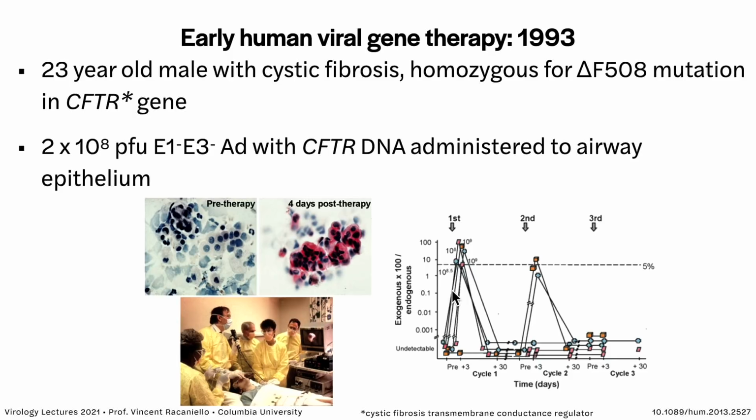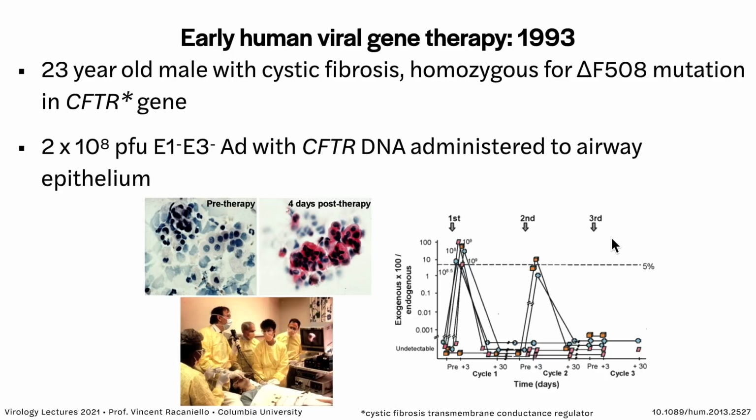So this is production of the protein as assessed in cells from the patient. We're looking at the exogenous protein delivered by the ad vector versus endogenous. So good production. And then it goes down with time. These are 30 days or so. And then they gave him another spray, and he did another boost here, and it went down. They gave him the third one, and nothing happened anymore, probably because of immune responses.